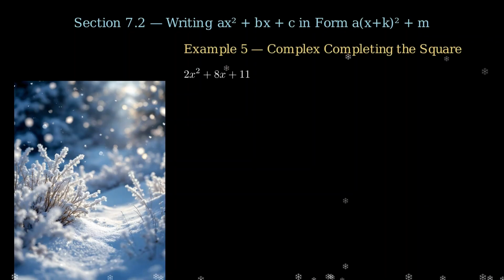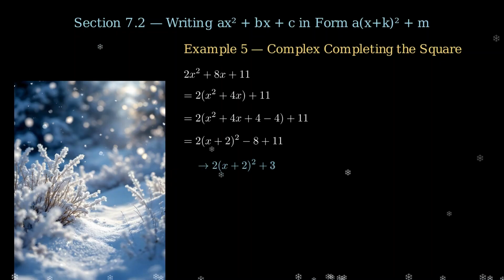Let's look at example 5 with fresh numbers. Write 2x squared plus 8x plus 11 in the form a times x plus k squared plus m. First, factor out 2 from the first two terms to get 2 times open parenthesis x squared plus 4x close parenthesis plus 11. Second, add and subtract 4 inside the parenthesis since half of 4 squared is 4. This gives us 2 times the square of x plus 2 minus 8. Finally, combining -8 and plus 11 results in our final answer, 2 times the square of x plus 2 plus 3.